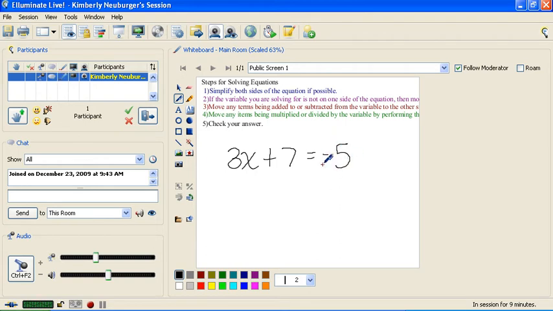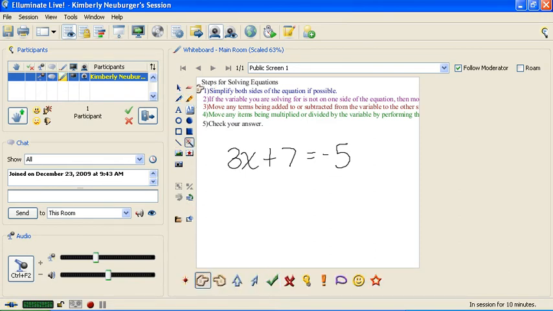Now, on this one here, we want to go through all the steps again. So we first check to see if we can simplify either side. And if you look at the left side, this term has an x and this one doesn't, so you cannot combine them. They're not like terms. And this side over here has just a -5, so that is simplified. So on this particular problem, step 1 here is complete.